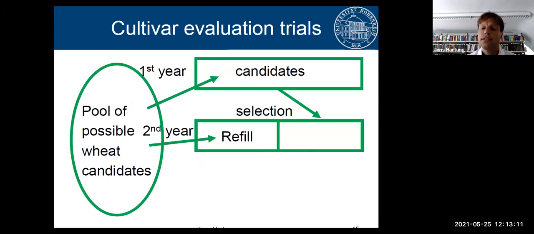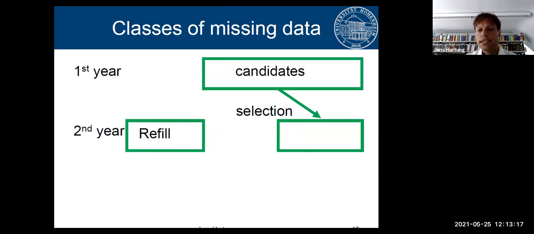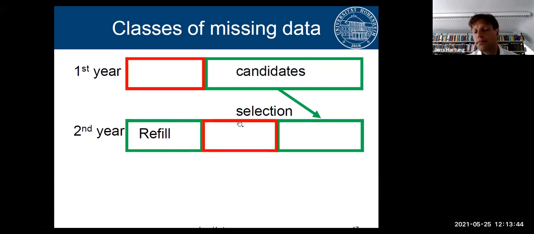Coming back to the cultivar evaluation trials, where we have 2 years, we can slightly change the presentation. So we have in the first year the candidates, 40 candidates. They are selected in the second year. Some of them are selected, other parts are not selected. And then we have genotypes tested in the first year and in the second year, which are missing in the first year. So in some sense, the red quarters are missing in our complete data. So this is the complete data, and the green part is observed, and the red part is missing.